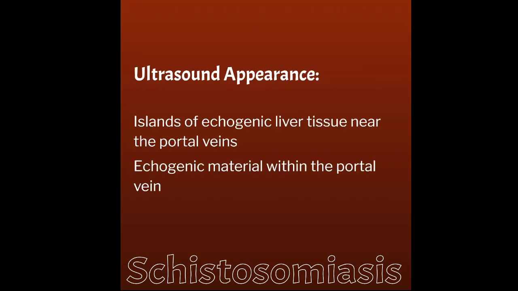And on ultrasound, there are a couple things that we're going to see. The first thing that we're most likely going to see is fibrotic changes near the portal veins. So you're going to see kind of these little islands of echogenicity near the portal veins, and that's just fibrotic changes of the liver tissue around the portal veins. If there are enough eggs within the portal system, you might actually be able to see then echogenic material within the actual portal vein.